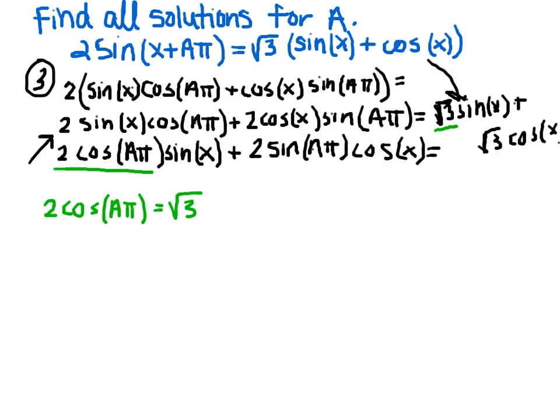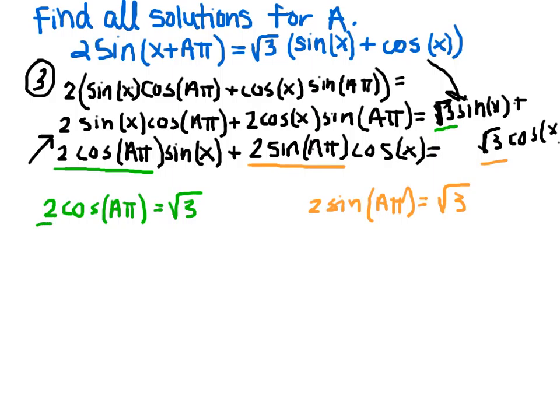This goes for the cosine, the coefficients in front of the cosine as well. We have 2 sine of a pi in front of the cosine, and on the other side of the equality we have a square root of 3. So both of these also have to be equal. So we have 2 sine of a pi equals the square root of 3. And now we're going to solve for a for each of these expressions.